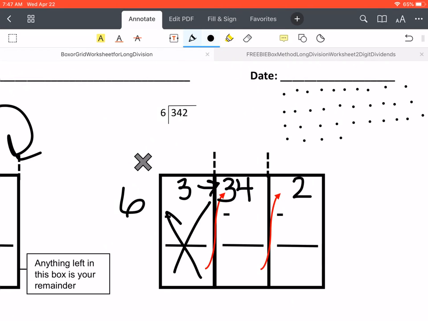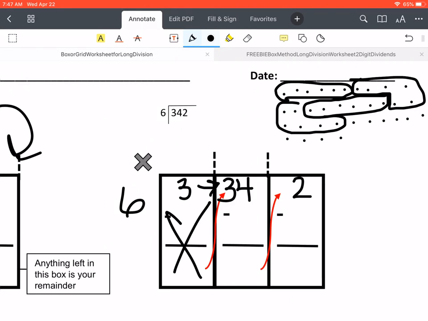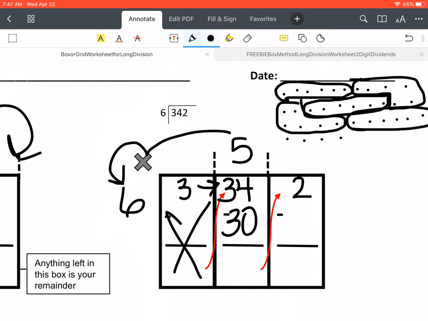Now I'm going to make groups of 6. Two, 3, 4, 5. I don't have enough to make another group of 6. So how many times will 6 go into 34? 5 times. Okay, so my next step would be to take 5 times 6. What is 5 times 6? If you look at your multiplication table, 5 times 6 is 30.